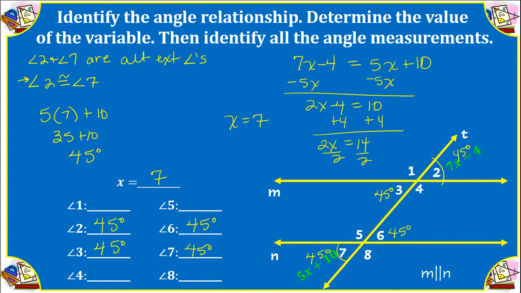They're supplementary. So all the obtuse angles are going to be 180 minus the 45. So that's going to be what, 135? So all the obtuse ones will be 135 degrees.